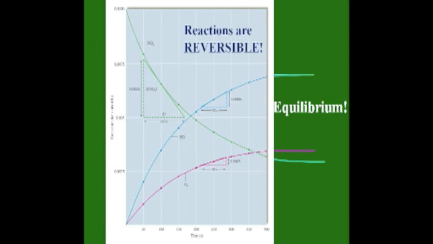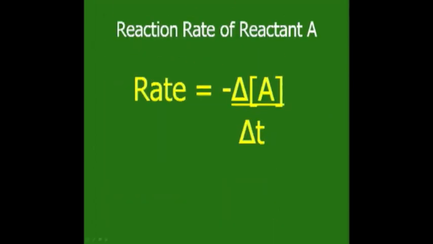So our rate equation becomes: rate equals negative change in concentration of reactant A over change in time. Again, the negative is because the change in concentration will be decreasing and rates are positive values.